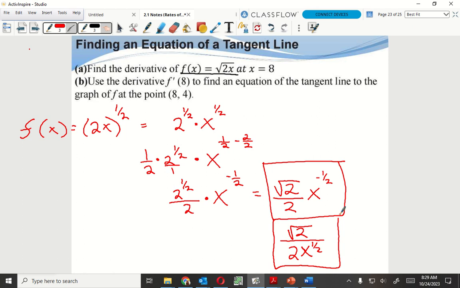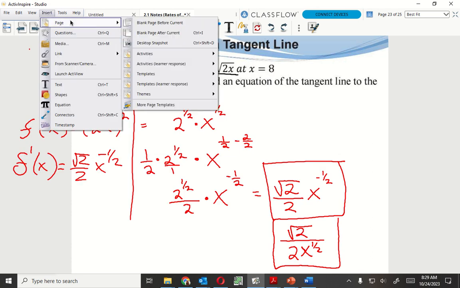So all that right there is going to be my f prime of x is rad 2 over 2x to the -1/2. Right, and I'm going to erase my work over here so we could do part B. Or actually, do I have another page? No, I don't. Insert page. There we go.